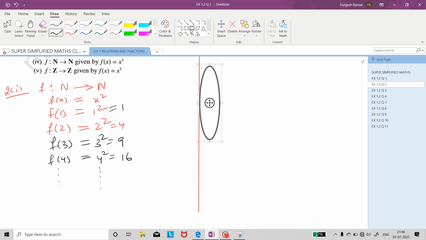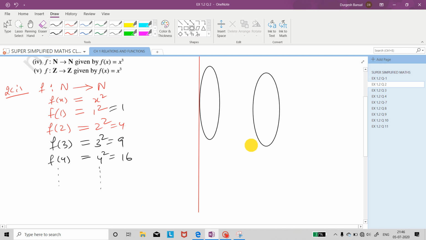What you are checking here is: if you have any two natural numbers, say 2 or any other number, can their squares ever be same? No. If two numbers are distinct here, their images are also going to be distinct. This we have observed. So now how to prove this? The fact that we have already observed, how to prove it.